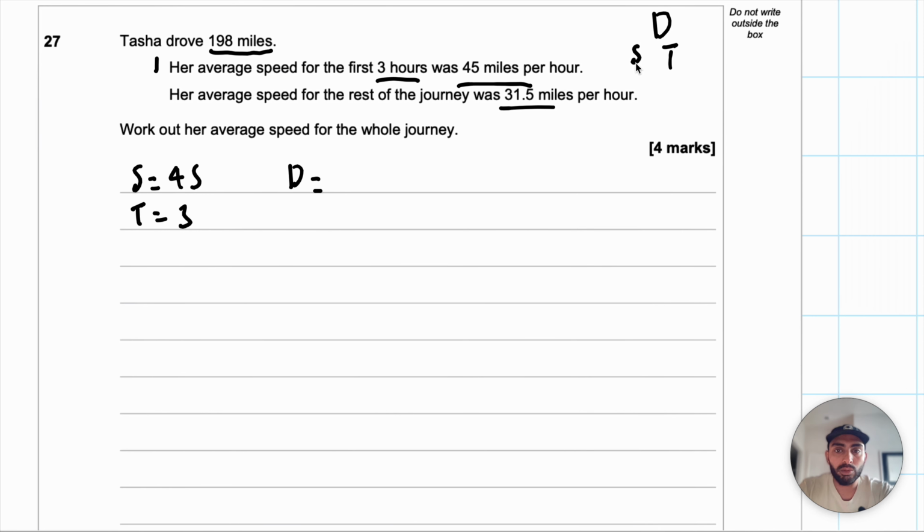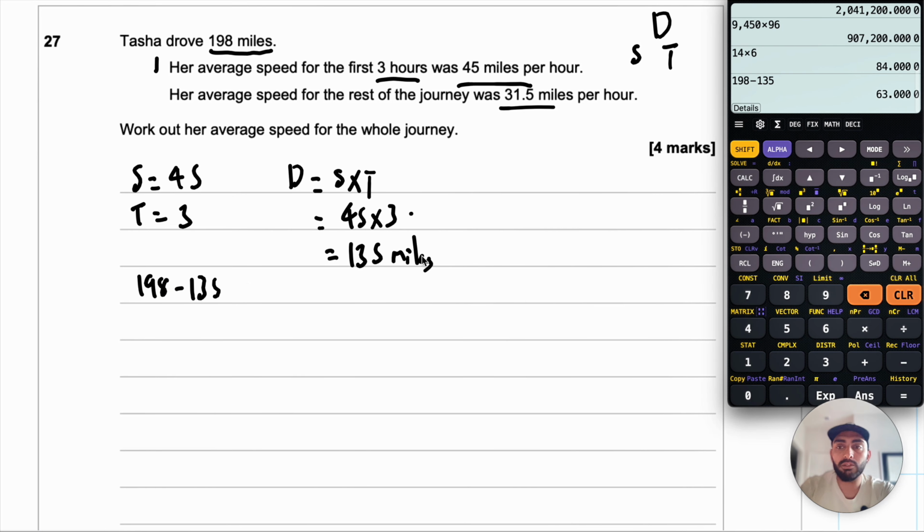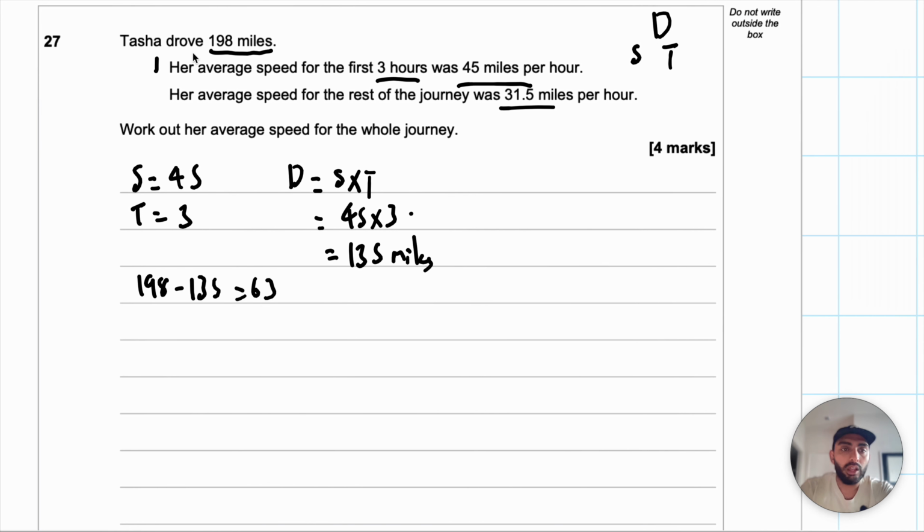So distance is equal to speed times by time. And here, 45 times by 3, 45, 90, 135. So far, she's done 135 miles. Let's figure out how many miles she has left over. So 198 take away 135, which is 63. So her average speed for the rest of the journey was 31.5 miles per hour. So the distance that she had left over is 63. The speed that she's going at is 31.5.